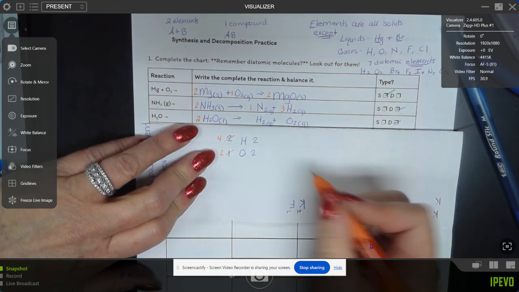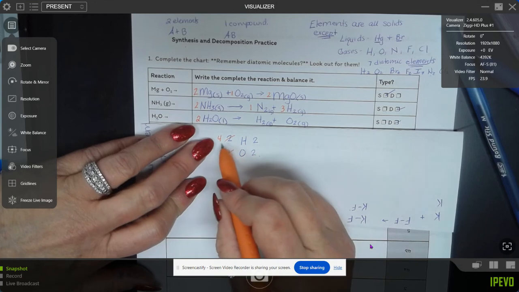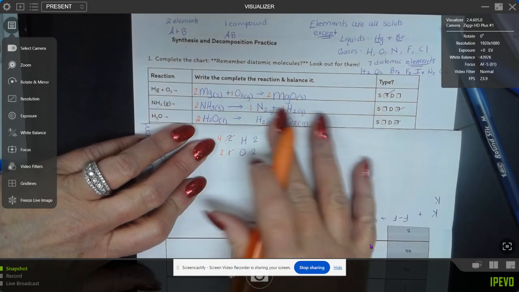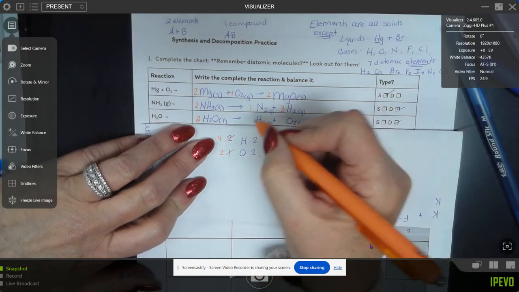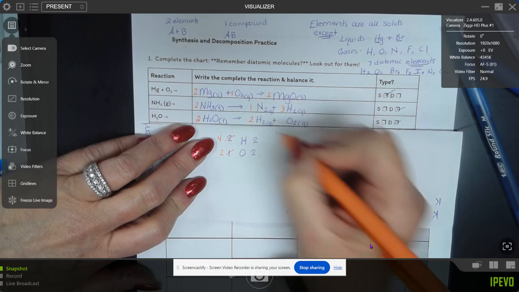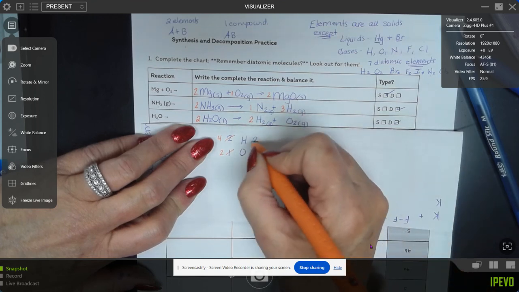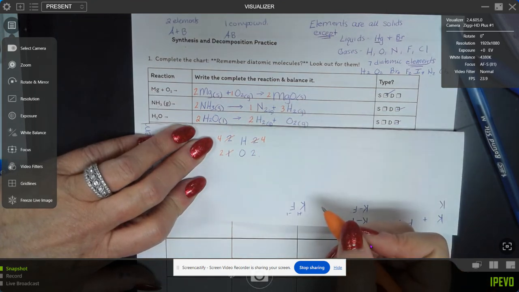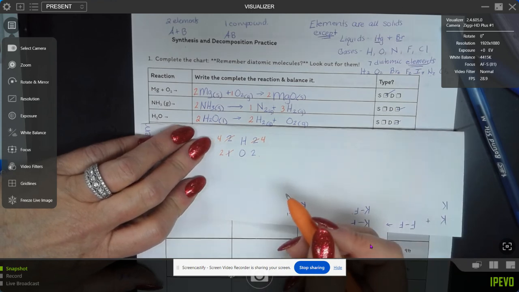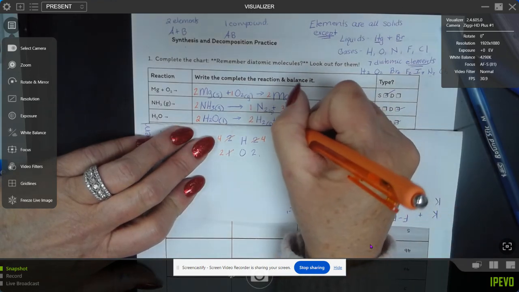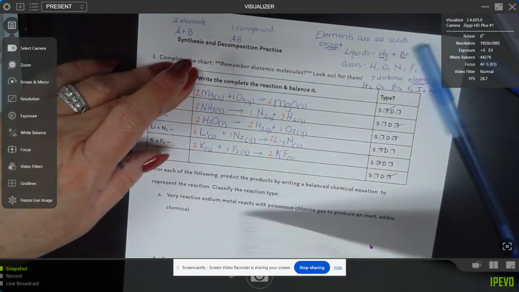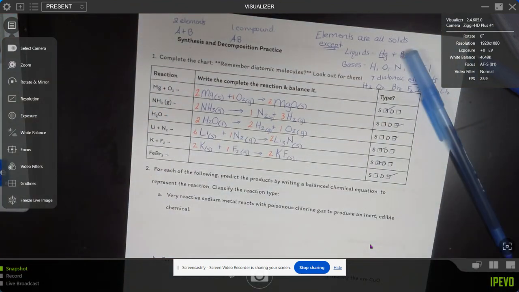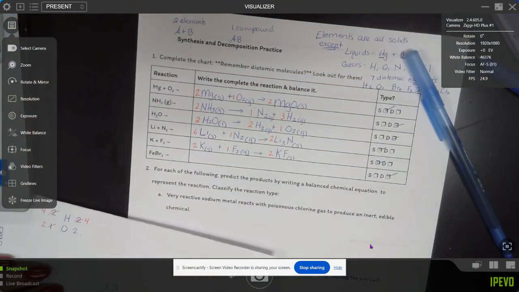Okay, now what that does is it gives me 2 times 2 is 4 hydrogen and 2 oxygen. Okay, so my oxygen are balanced, but my hydrogen are not. I've got 2 here and 4 there. So I need to put a coefficient of 2. So 2 times 2 is 4. And now we have a balanced chemical equation. And I am going to put the 1 in there just to show I'm done. All right. Last one on this sheet.